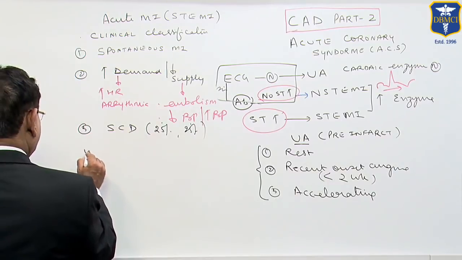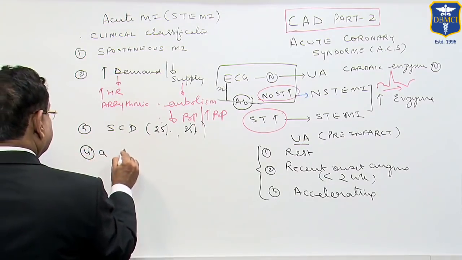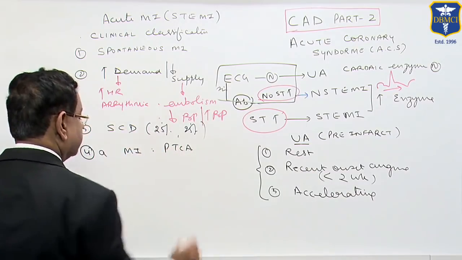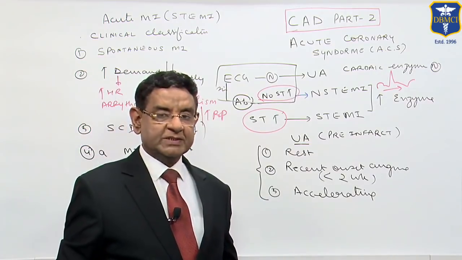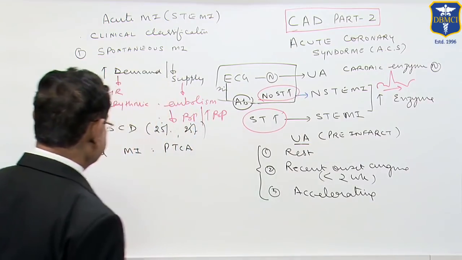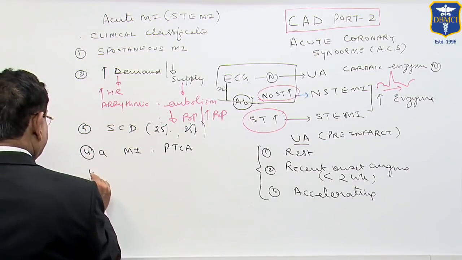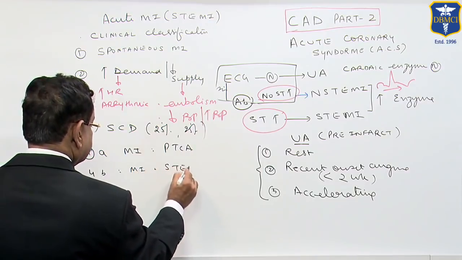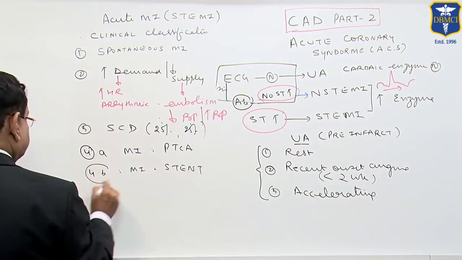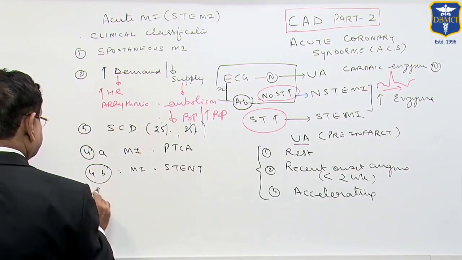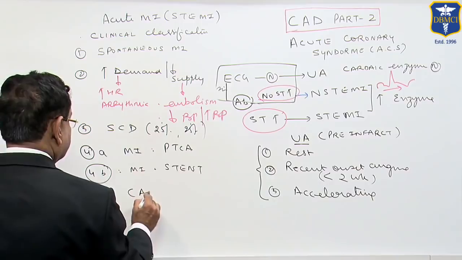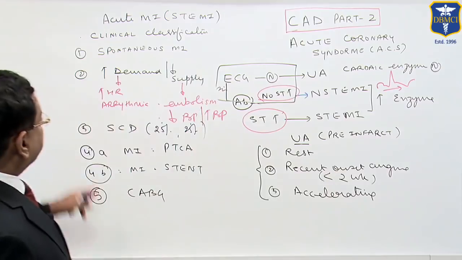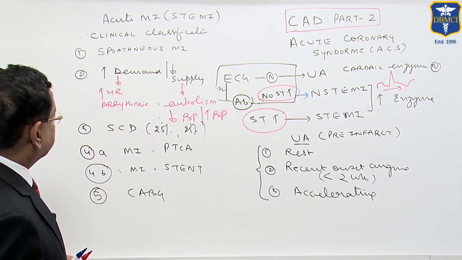Then we have 4A. Here MI occurs after PTCA. That means his angioplasty was done and that led to MI. Or 4B, where MI occurs after a stent. Then we have class 5, where MI occurs after coronary artery bypass graft. So these are the 5 clinical classifications of acute MI.